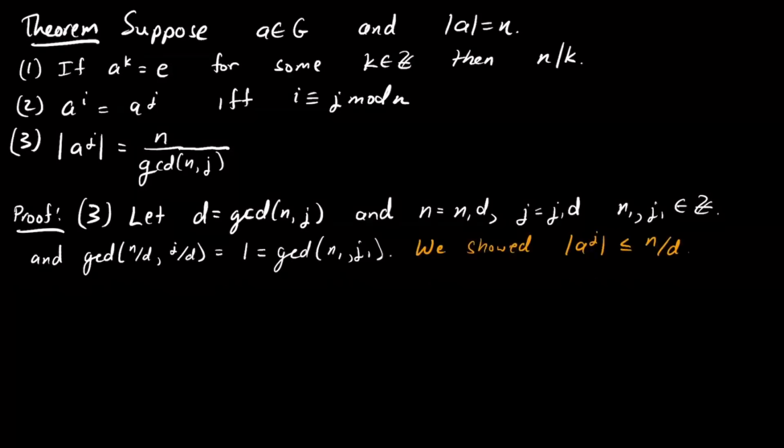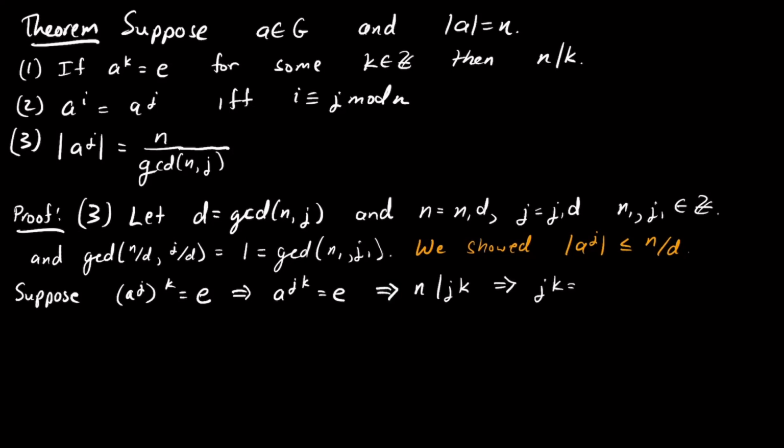Okay, so now that we've established this inequality and cleaned up, let's show that the inequality actually goes the other way as well, that the order of a to the j has to be bigger than or equal to n over d. Okay, so how can we do this? Well, suppose that a to the j to some power is equal to e. So let's assume k is some positive power and a to the j to that power is equal to e. Well, what does that tell me? That tells me that a to the jk is equal to e. And then by 1, I now have a to some power is e. So 1 tells me that n must divide jk. But what does that mean? That means that jk can be written as nl for some integer l.